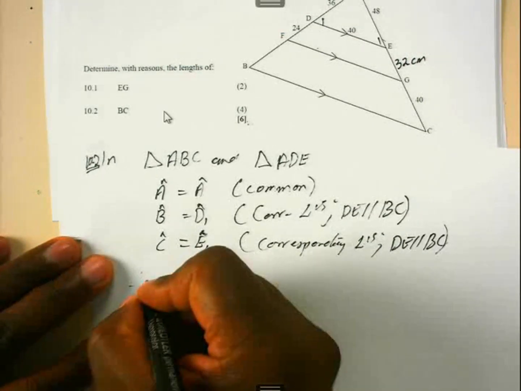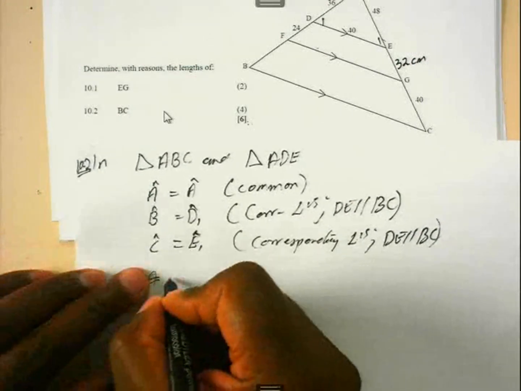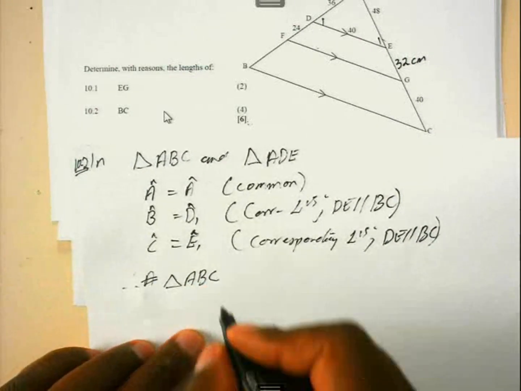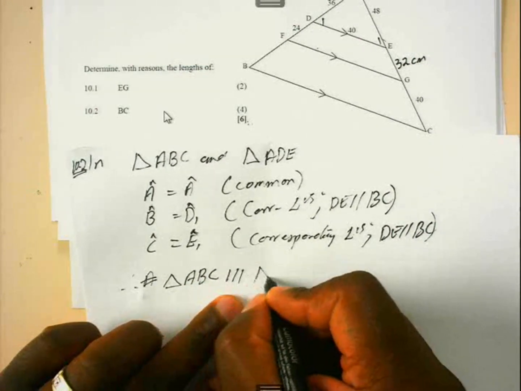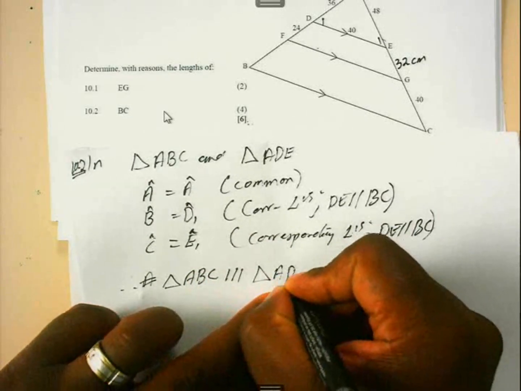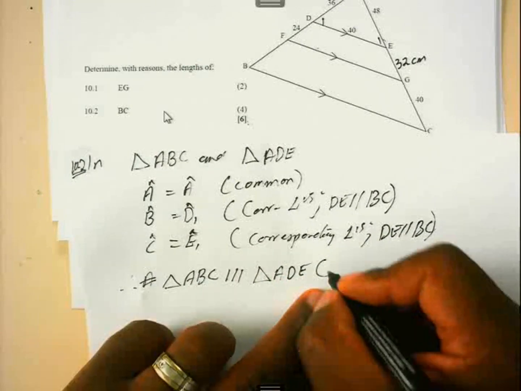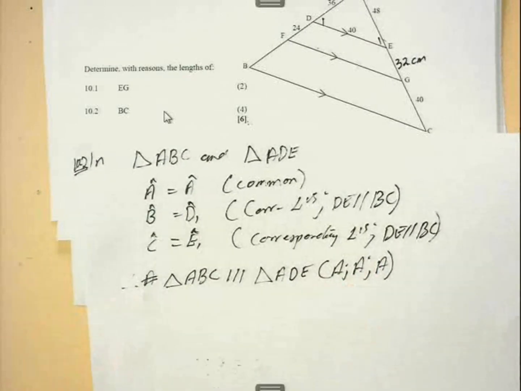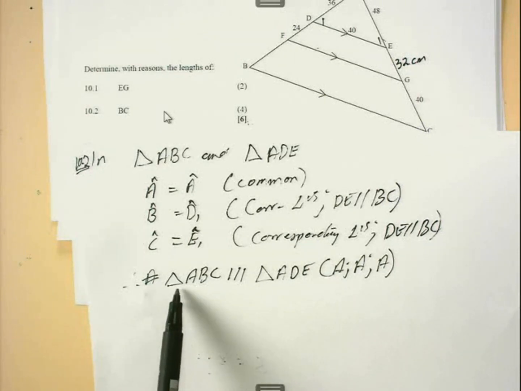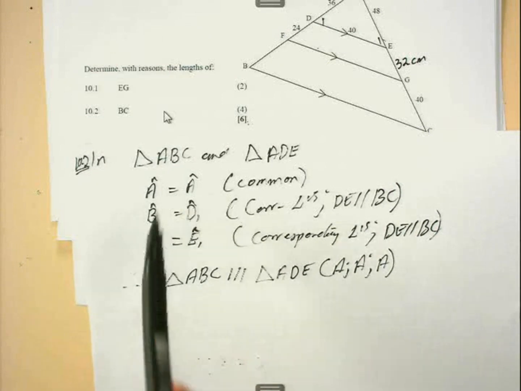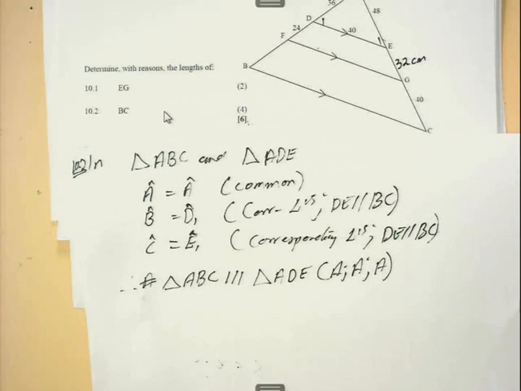Then we draw a conclusion that triangle ABC is similar to triangle ADE. It's geometry. We always provide a reason for our statement. Here, triangle ABC is similar to triangle ADE because we have proven above that the two triangles are equiangular.